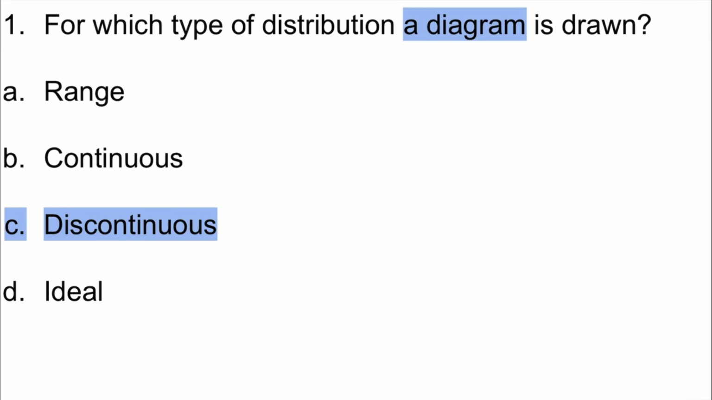Starting with the first question. For which type of distribution a diagram is drawn? Here a keyword is diagram. Students, diagrams are drawn for discontinuous distribution. Here you can remember D for diagram, D for discontinuous.